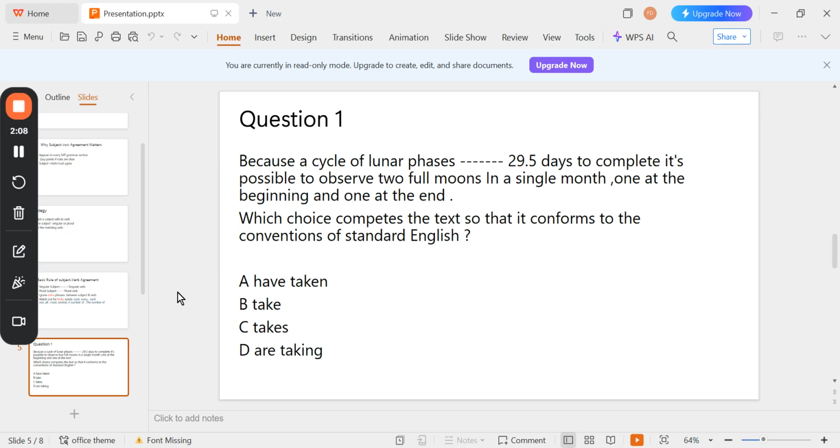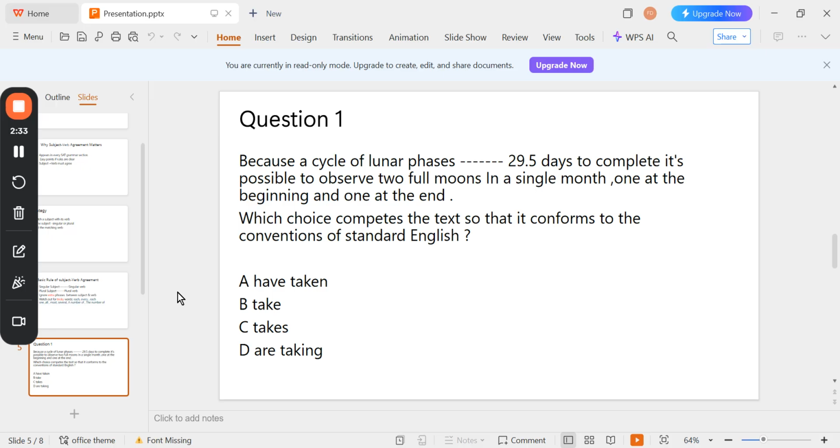So step 1, identify the subject. The sentence has two clauses. The first one is "because the cycle of lunar phases blank 29.5 days to complete." It is a dependent clause. And the second one is "it is possible to observe 2 full moons." It is an independent clause. So focus on the first clause, that's where the blank is. The clause begins with "because," which makes it a dependent clause.